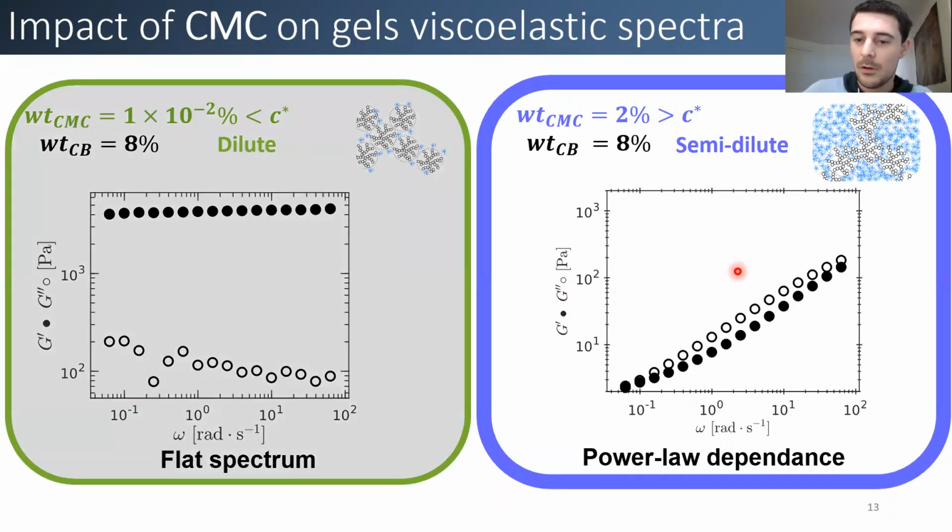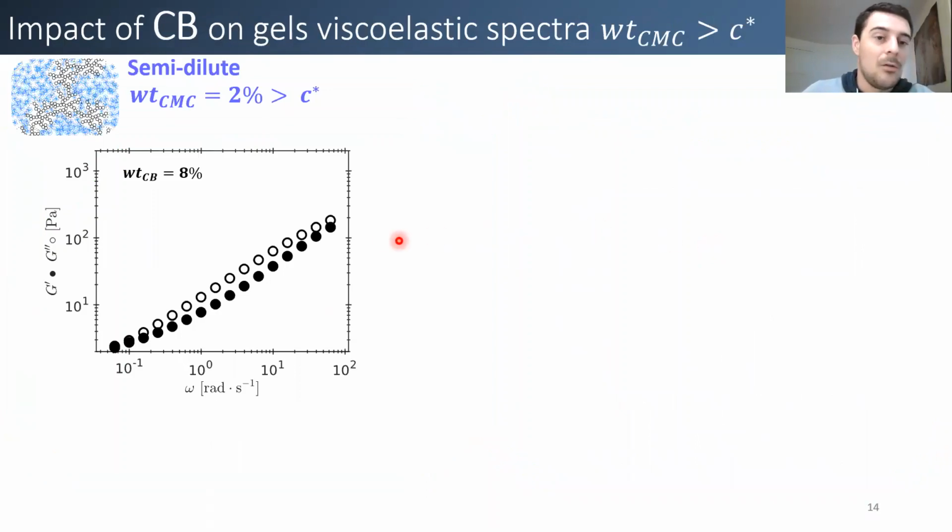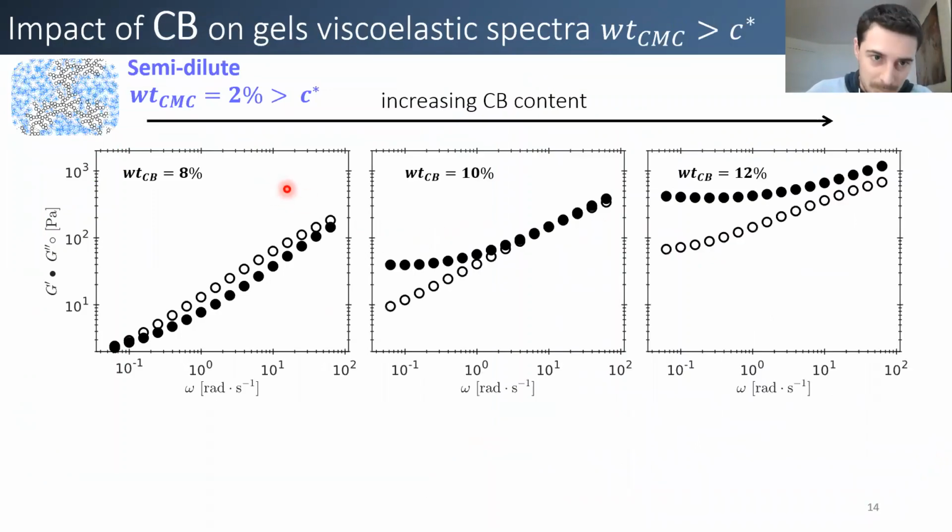As the latter is more interesting, we will take a deeper look at this dependence and study how it depends on the CB content. So if you increase the CB content, you observe two things.